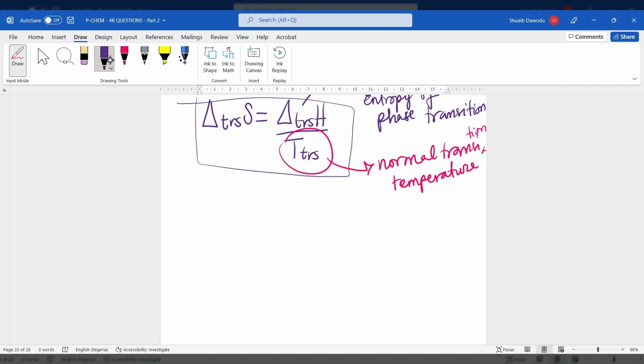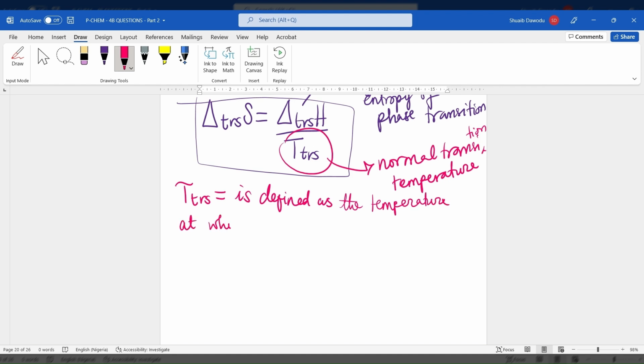We have to know that the normal transition temperature is defined as the temperature at which two phases are in equilibrium at 1 atm. So the transition temperature is the temperature at which two phases are in equilibrium at 1 atm.